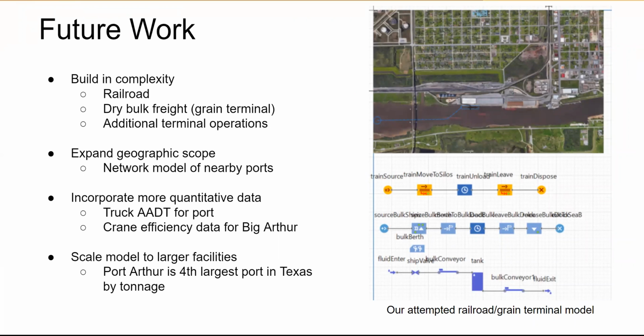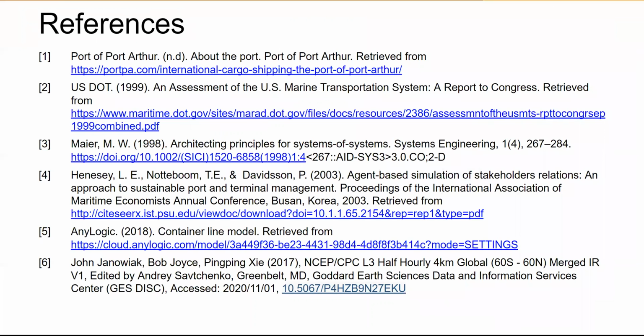For future work, we think that this initial model provides building blocks for further analysis. Future work could be completed using the full AnyLogic license with more agent types. Building in complexity by adding the dry bulk freight type and railroad connections will add further detail to the SoS model, and additional aspects such as expanding the geographic scope of the project to include highway and railway networks will also improve the model. And these are our references.